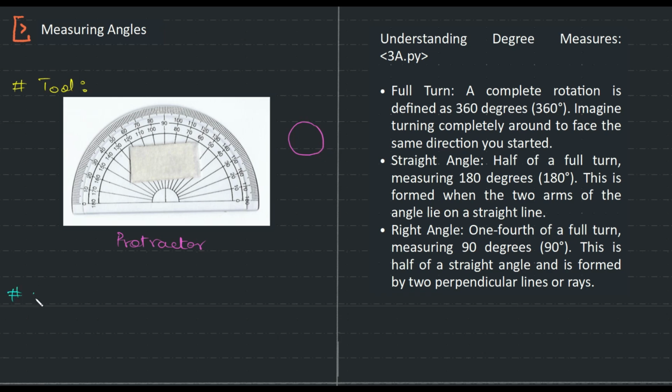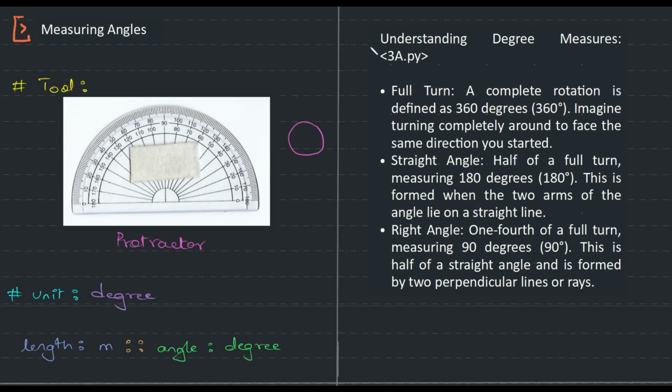Now, the unit that we are going to use to measure angles is usually degrees. So let me put it this way. How do we measure length? Length we generally measure in centimeter or meter, and so on. Similarly, angles we will measure in terms of degree. Okay, so this is something that we have to remember.